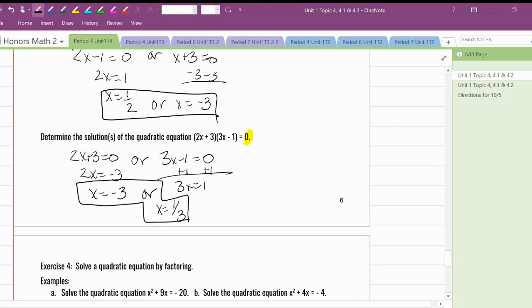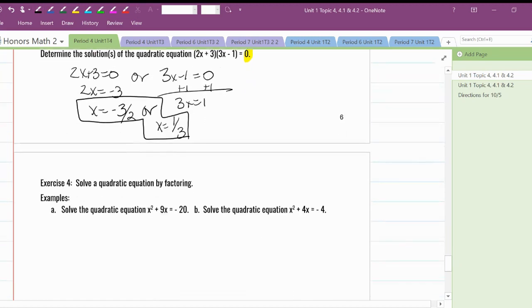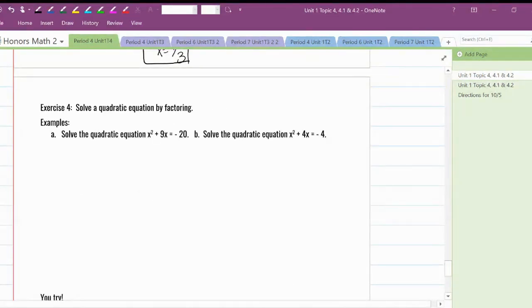So hopefully you got x equals 1/2 or x equals -3, x equals -3/2, or x equals 1/3. Now these, we do not have something that equals 0, so we have to take care of that first by transforming that quadratic. Now I have the 0, I'm going to have to work on the product.